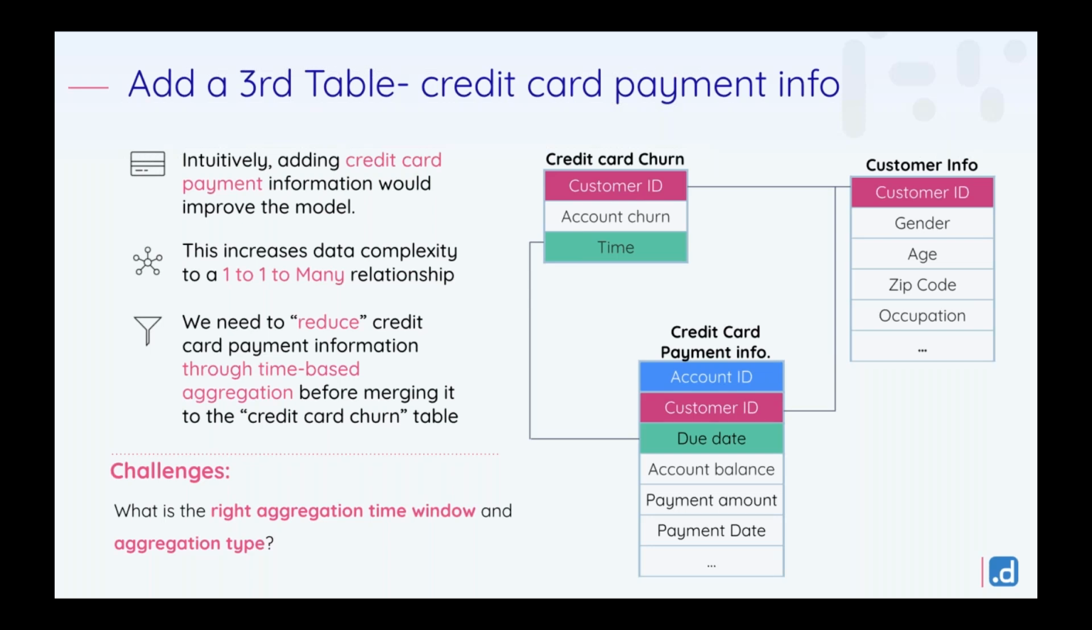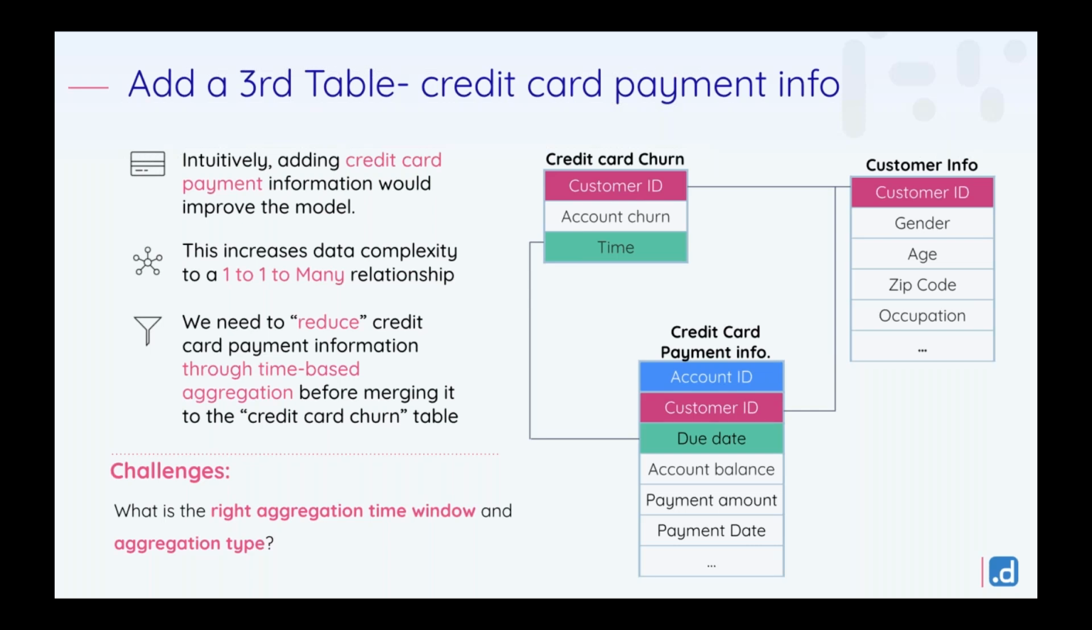There's a timestamp. Every time there's an account balance due, there's a new record. For the same customer, every time there's an account balance due, there's a new record. Every time a payment is made for that customer, there is a record. So that's why there are many records in this credit card payment information table for a given customer.